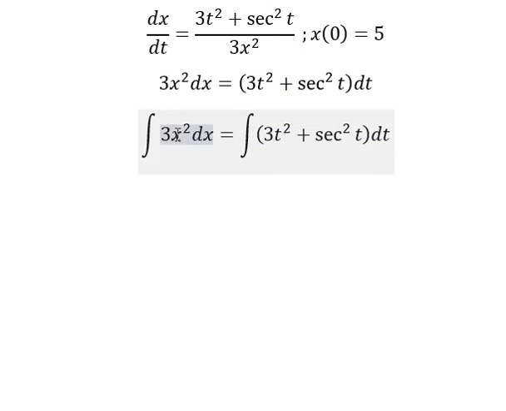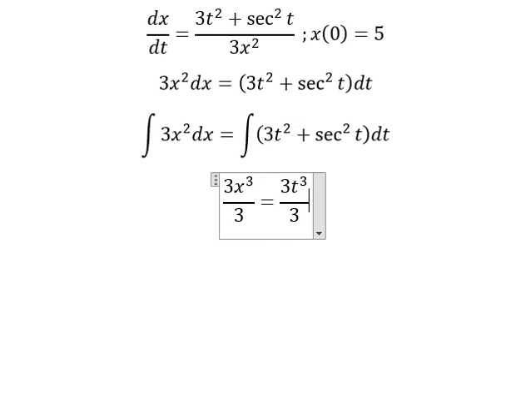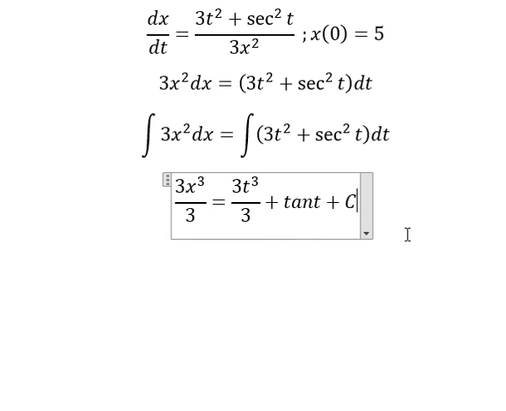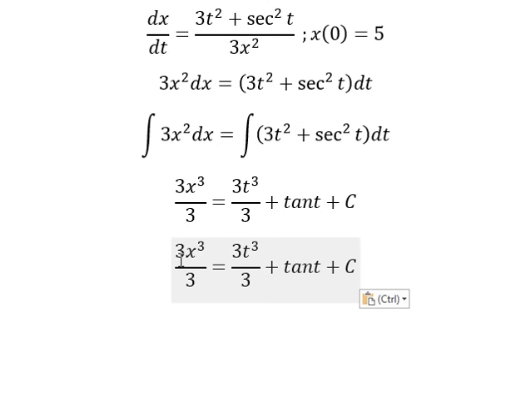The integration of 3s squared, we have 3s to the power of 3 over 3. The next one, we have 3t to the power of 3 over 3. This one, we have tan t, and I will put plus c. Now we need to simplify number 3 and number 3.